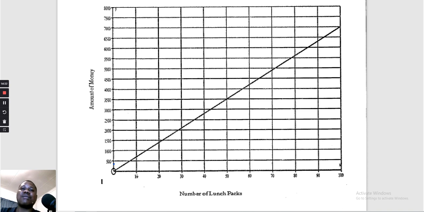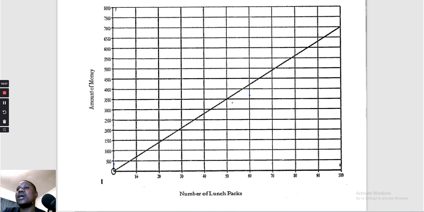This graph is not clear. I don't even see. Okay, but I see 500, 1,000, 1,005. This will be 2,000, 2,005, 3,000, 3,005, then 4,000. So if this is 3,500, it means 3,600 can be somewhere here, just above this line. It can be here.